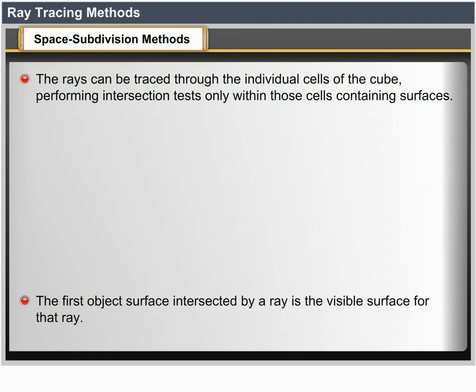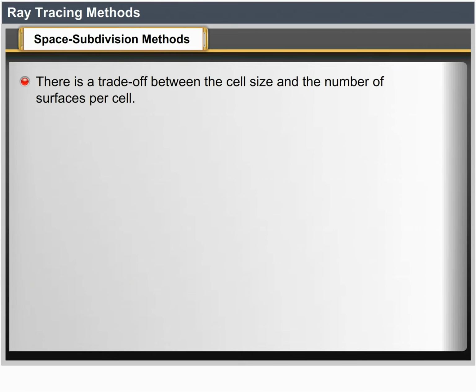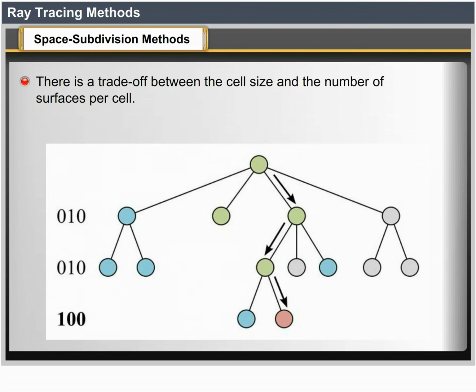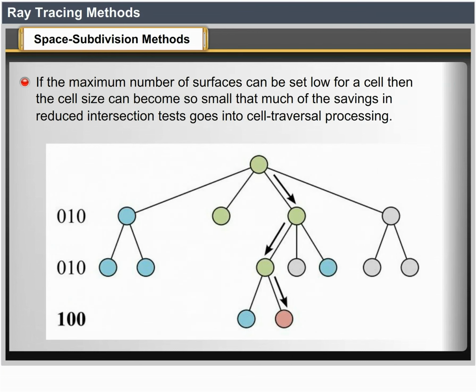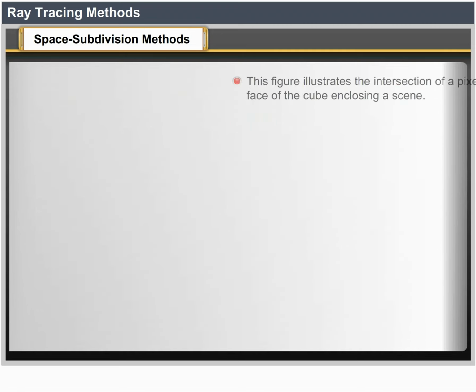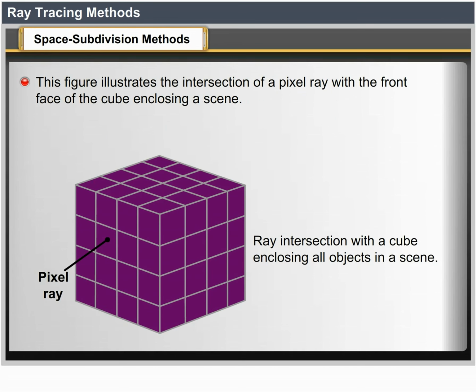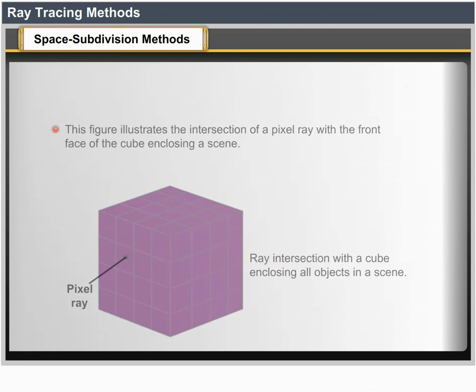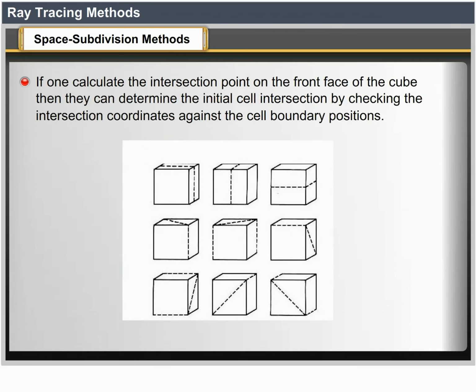There is a trade-off between the cell size and the number of surfaces per cell. If we set the maximum number of surfaces per cell too low, cell size can become so small that much of the savings in reduced intersection tests goes into cell traversal processing. This figure illustrates the intersection of a pixel ray with the front face of the cube enclosing a scene. Once we calculate the intersection point on the front face of the cube, we determine the initial cell intersection by checking the intersection coordinates against the cell boundary positions.